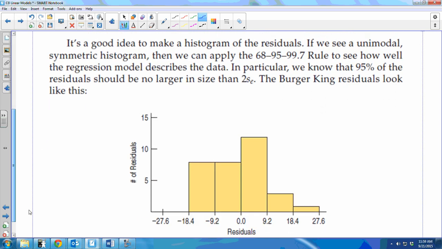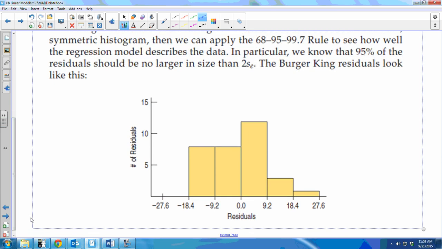If you have the residuals, you can make a histogram of the residuals. If it's close to being unimodal and symmetric-ish, then you can use that 68, 95, 99.7 idea. All right? So if you're within 2 standard deviations in the residuals, then nothing unusual is happening with the original data point. Right? And we'll see that in play in a second with context.